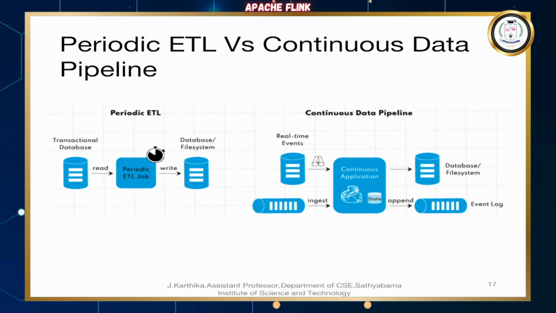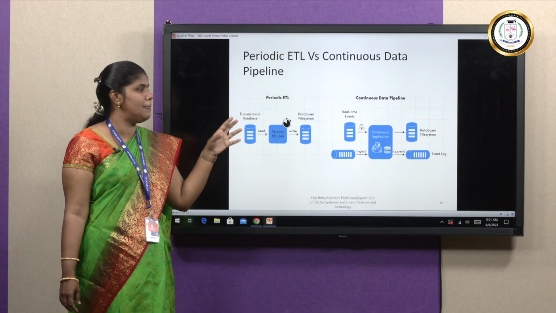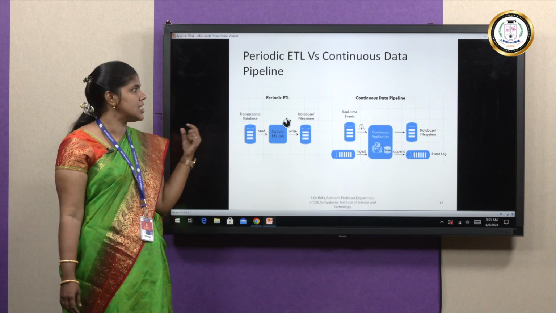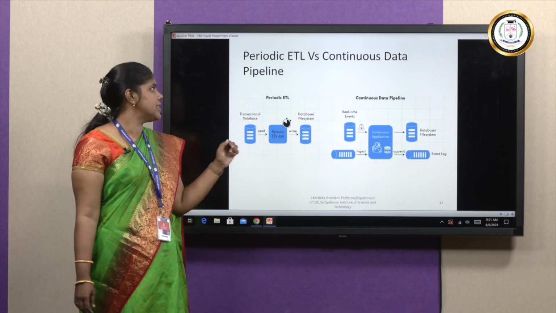And what is happening in a continuous data pipeline? All the events are ingested into the continuous application, and then in turn they are processed and placed in the event log, and also stored in the database. So this is a comparison between periodical ETL and the continuous data pipeline.